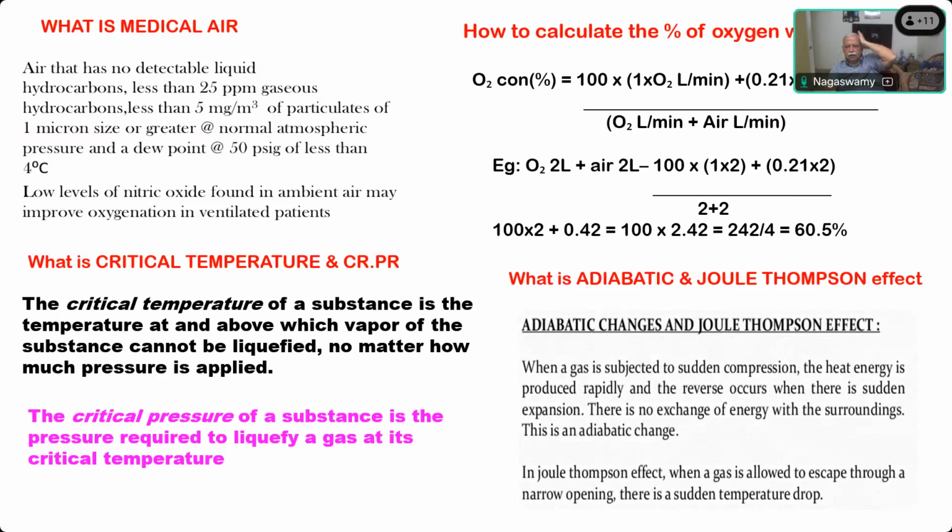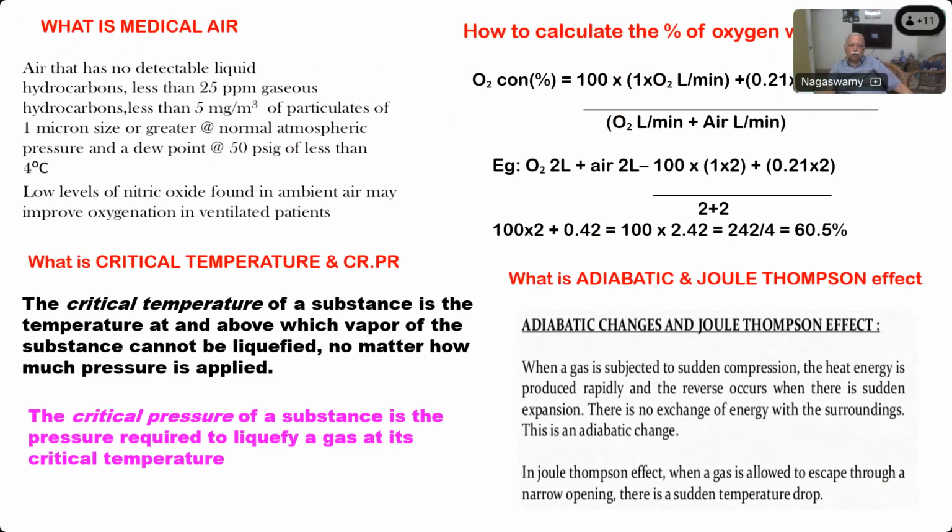When a gas is subjected to sudden compression, heat energy is produced rapidly, and the reverse occurs when there is a sudden expansion. There is no exchange of energy with the surroundings. This is what is called adiabatic change. So when you fill a cylinder with gas under high pressure, heat energy is produced. Similarly, when you reverse this, that is when you release the gas and reduce the pressure, there is again a change in heat energy, but there is no exchange with the surrounding atmosphere. All the heat is conserved within the gas itself, and that is called adiabatic.